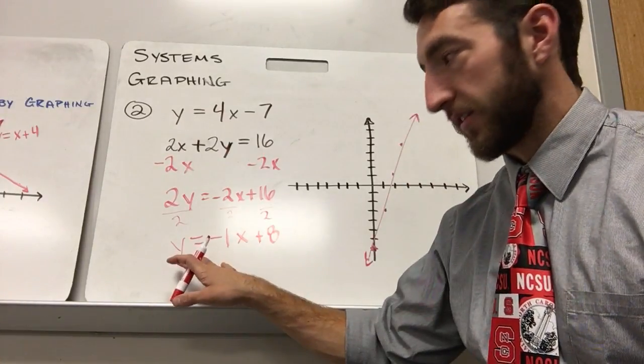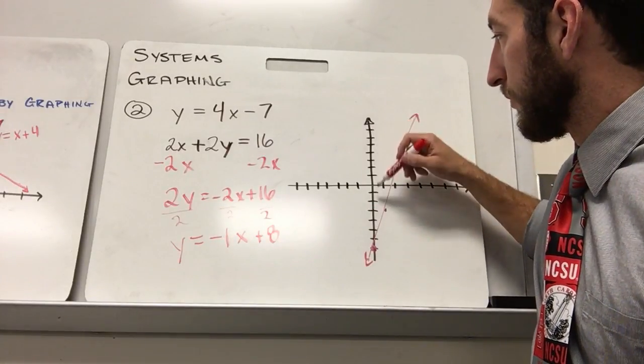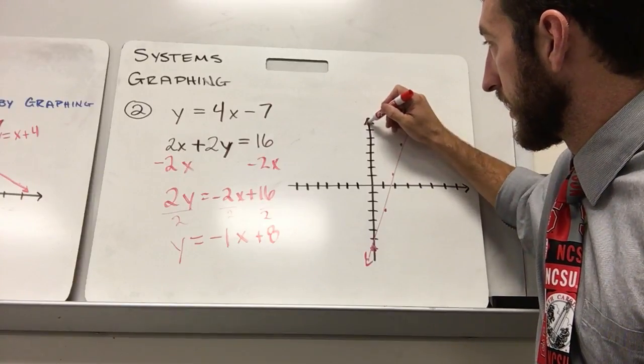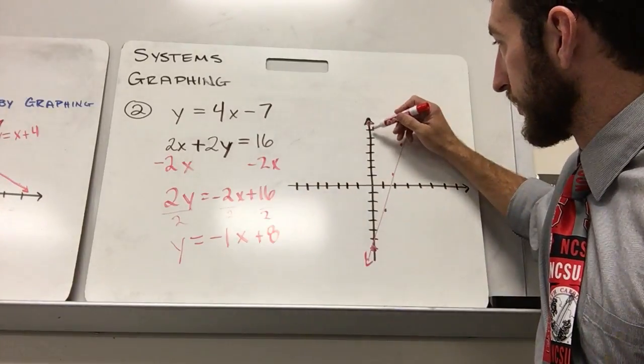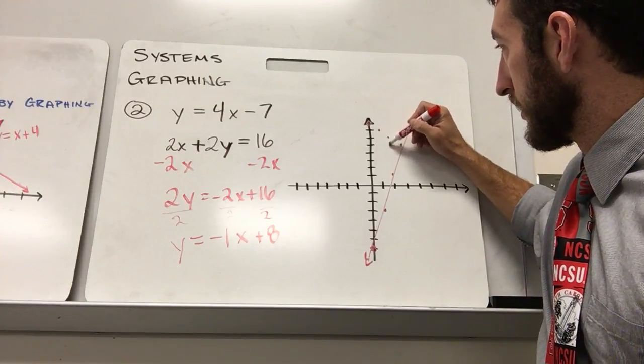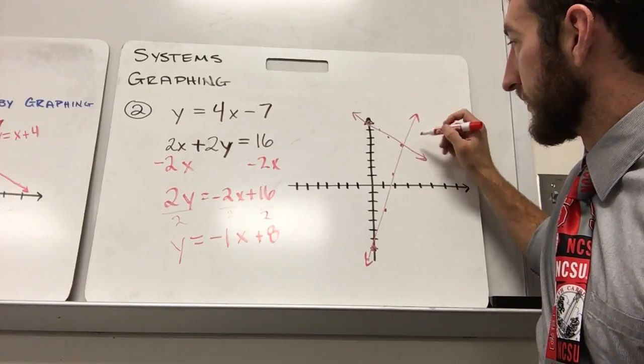And then I need to graph this line, y equals negative 1x plus 8. I go to where my y-intercept is 8: 1, 2, 3, 4, 5, 6, 7, 8. My slope is negative 1, so I'm going down 1, right 1, down 1, right 1. And it looks like this is our intersection point.